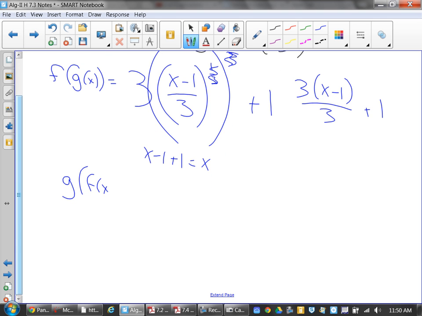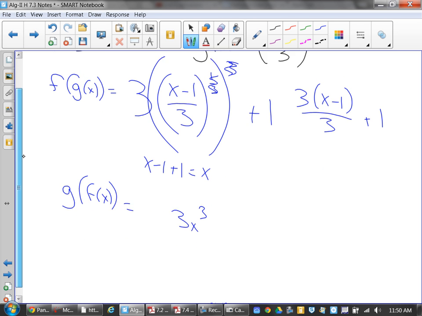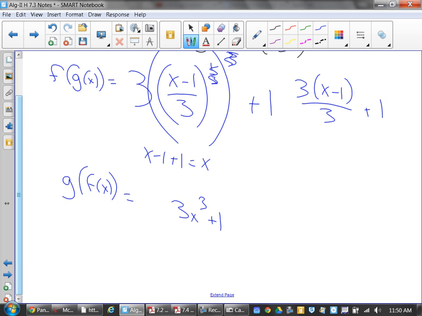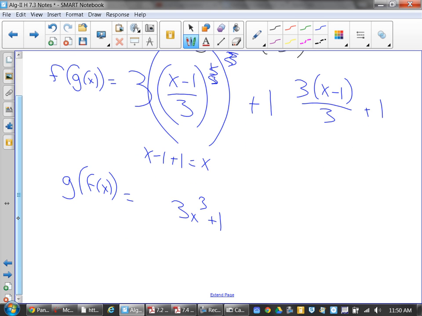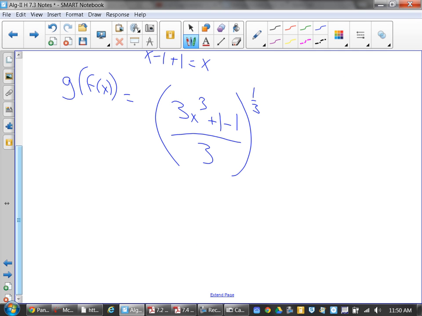G of f. It's not that bad, actually. Our f of x equation was 3x cubed plus 1. To that, I'm going to surround it with minus 1 over 3 to the third. This is so nice. Order of operations. Inside the parentheses, the only thing I can do first is 1 minus 1, that's 0. 3 divided by 3 is 1. And then x to the third, but 1/3 is x.